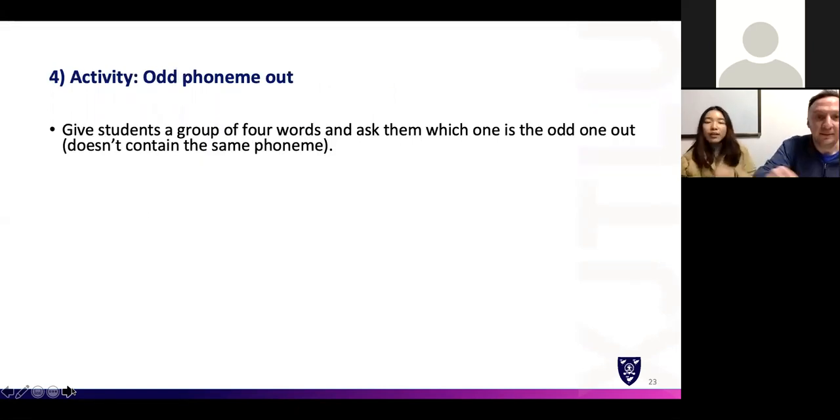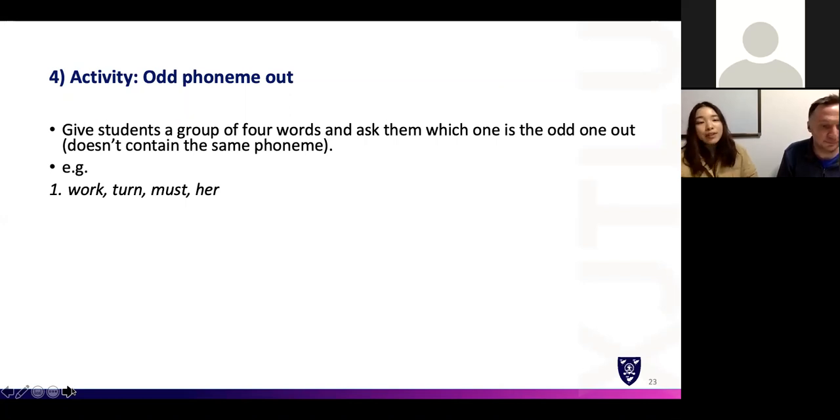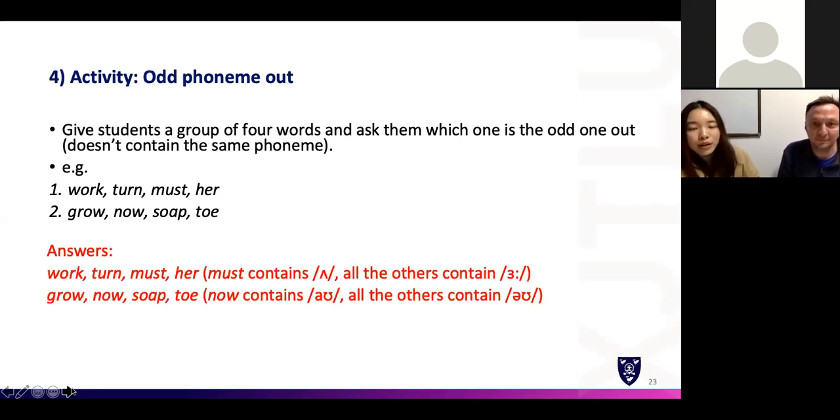Continuing. Okay, now let's have a look at another activity, which we call odd phoneme out. You can simply give students a group of 4 words and ask them which one is the odd one, which means which one does not contain the same phoneme. For example, the first set of words: work, turn, must, her. You need to ask the student which one does not have the same phoneme. And the second set: grow, now, soap, toe. Which one is the odd one out? Okay, and here are the answers.